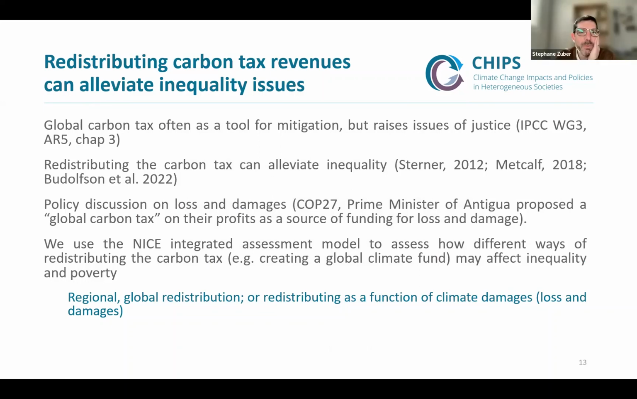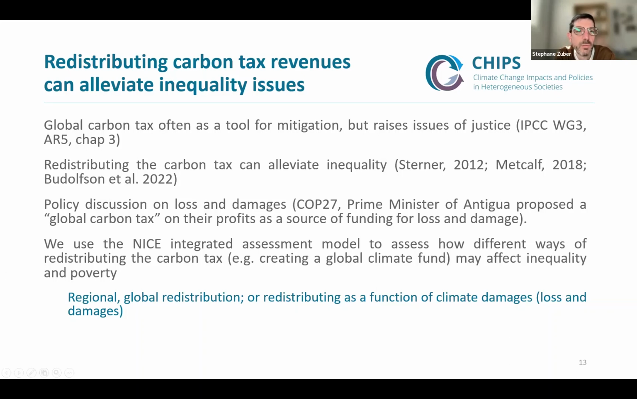Yeah, thank you. So I will present other results from one of these integrated assessment models, results from the NICE model. These are results on the redistribution of the carbon tax revenues. And so what are the consequences of that in terms of redistribution?